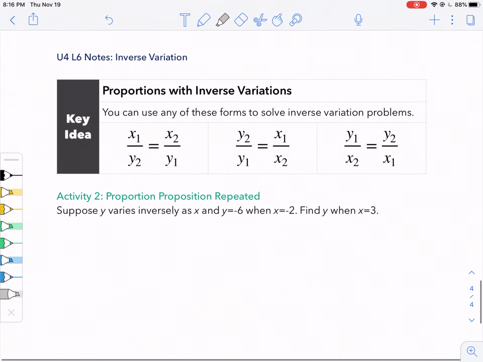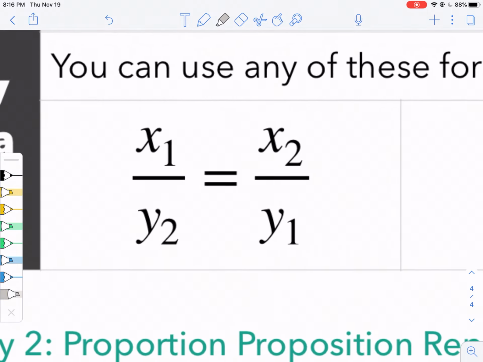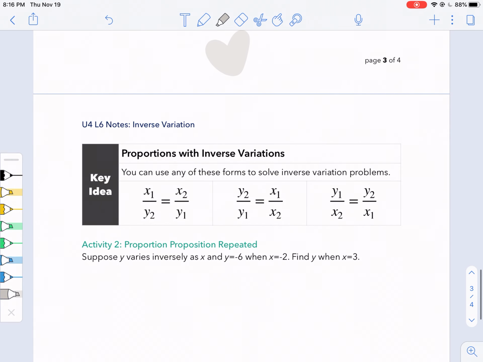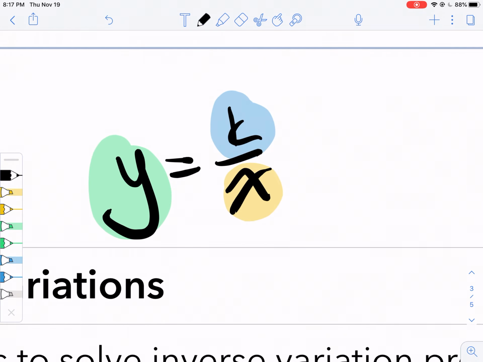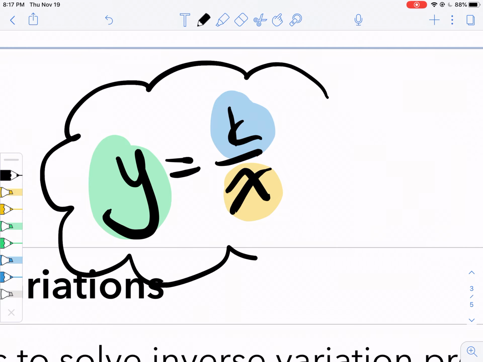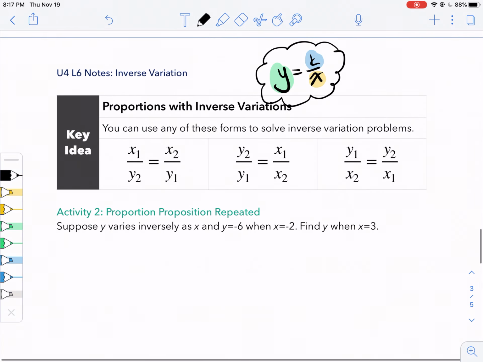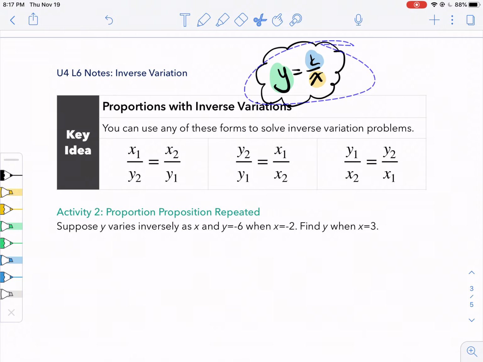Okay. You can also use proportions with inverse variations, but you guys, it's really messy, and I don't encourage you to do it. I would prefer that you stick with y equals k over x and then just plug in what you know for x and y to help you find k. This is the way to go, to just use the equation. The equation is better.